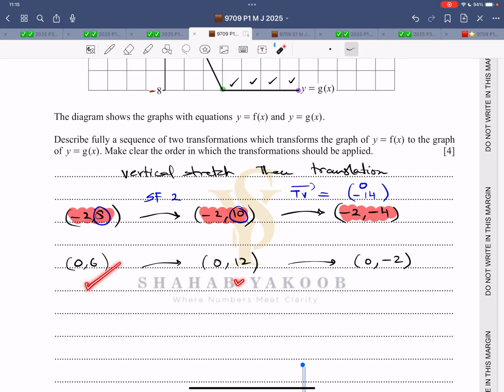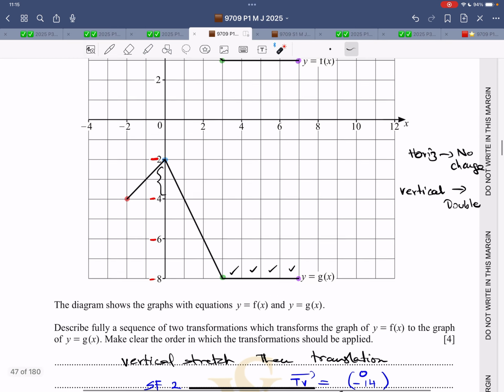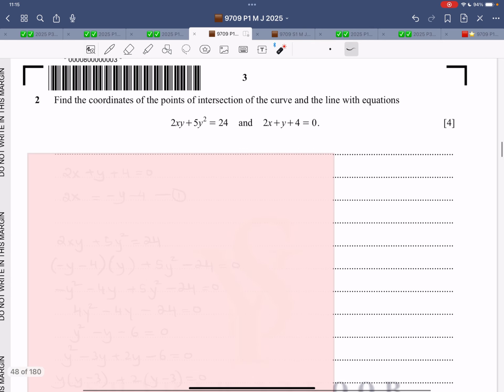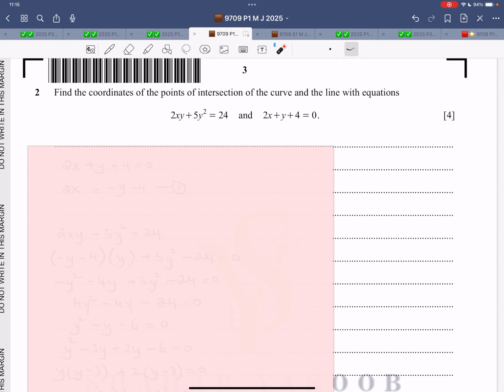We can also double check with this: (0, 6) is becoming (0, 12), and 12 minus 14 comes out to be -2. So it's done and dusted. Question number 1 is all good. Question number 2 is a simple question.